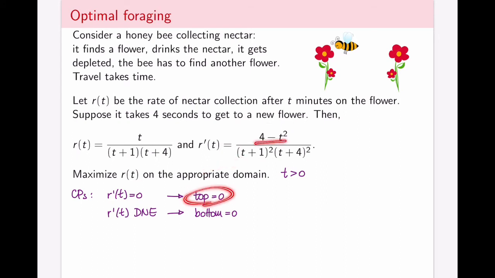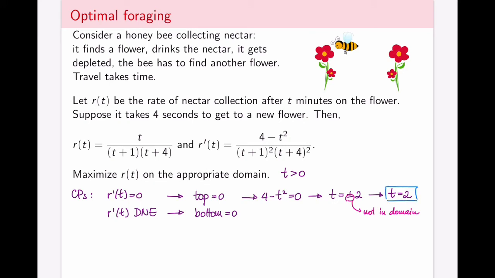Okay, so for the top equals 0, what do we have? We have that 4 minus t squared has to equal 0. And if we solve for t, we're going to get plus or minus 2. Now remember that our domain is t bigger than 0, which of course means that negative 2 is not admissible because it's not in the domain, which means that the first case yields one critical point, and that is t equals 2. This is our one critical point coming from here.